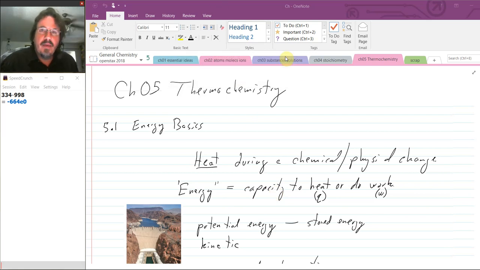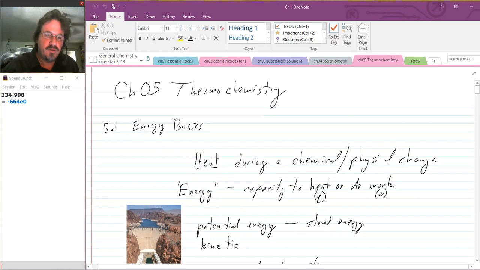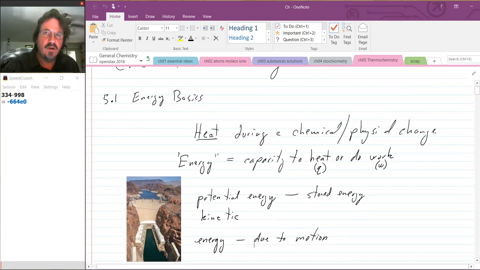Okay, thermochemistry. The word thermo meaning heat, and chemistry, of course, chemical reactions, is what we're going to be studying here. Alright, to start this off, we need to just talk about the energy basics. That is to say, what is energy, what is heat, how does it apply to a chemical reaction, and such.